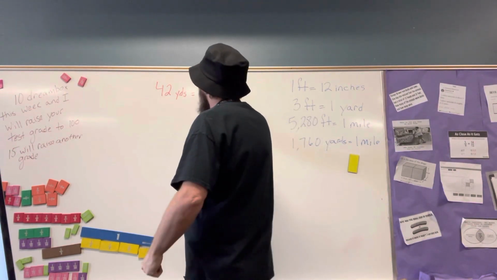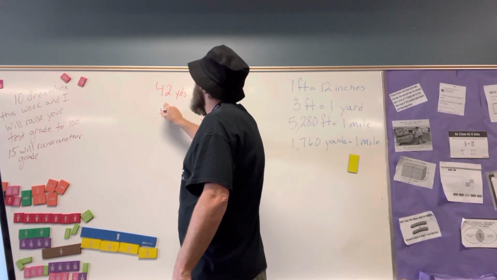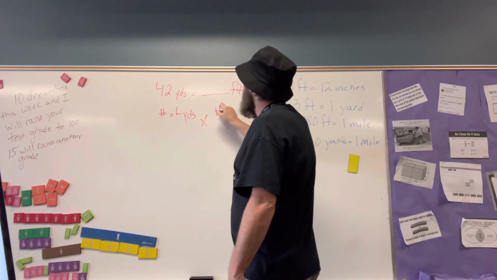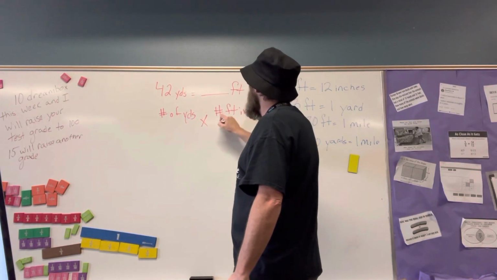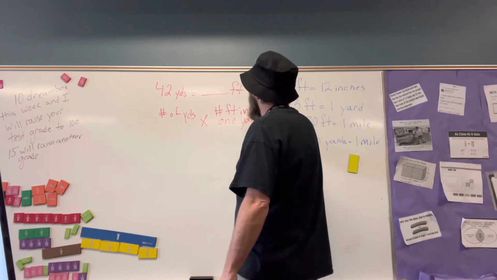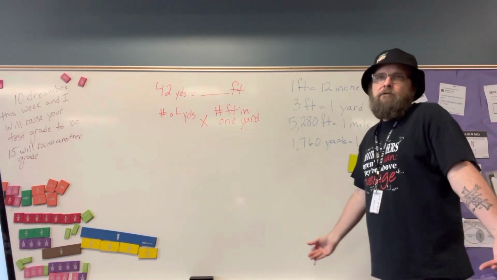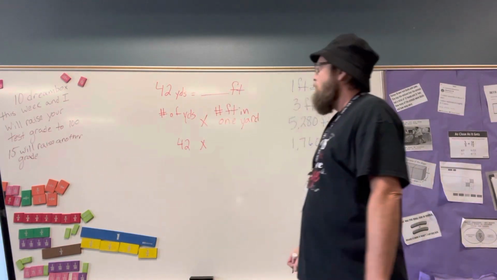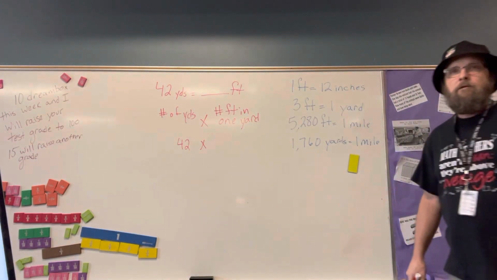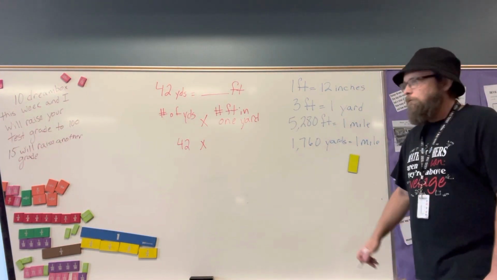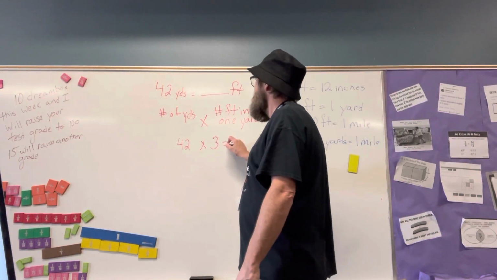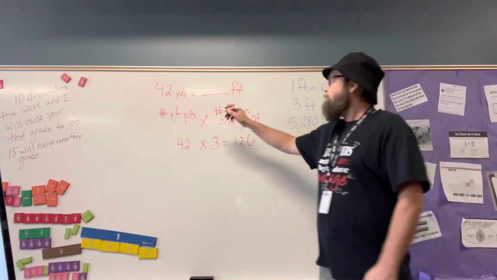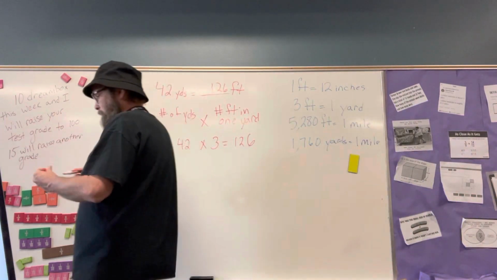We are going to multiply the number of yards that we have times the number of feet in 1 yard. Mina, how many yards do we have? 42. How many feet in 1 yard? 3. So 42 times 3 is 126. So 42 yards equals 126 feet.